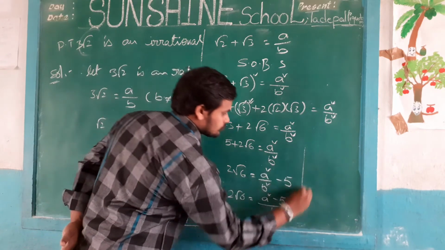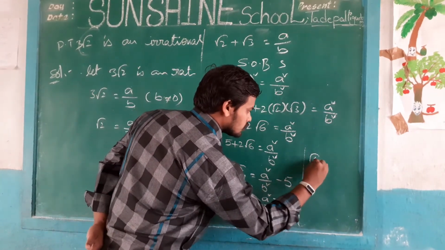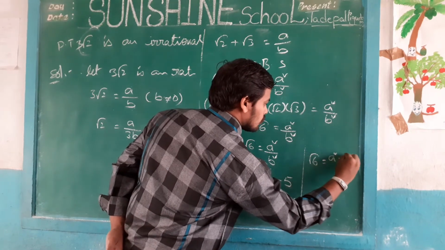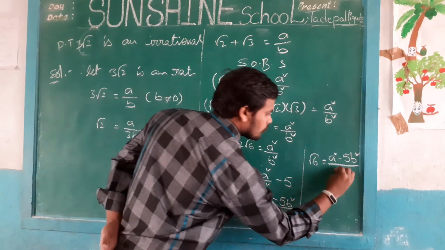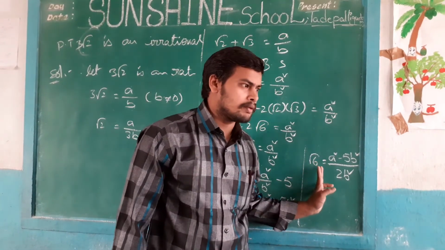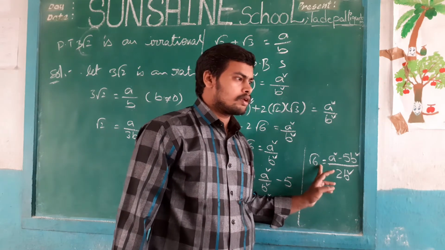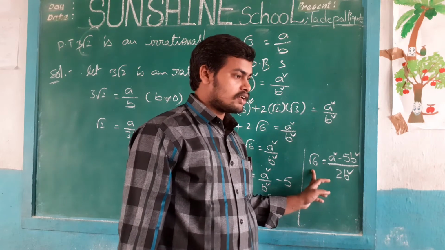Next, transform the value of 2. Root 6 equals a square minus 5b square by 2b square. Here, is root 6 a rational number or an irrational number? Root 6 is a rational number.